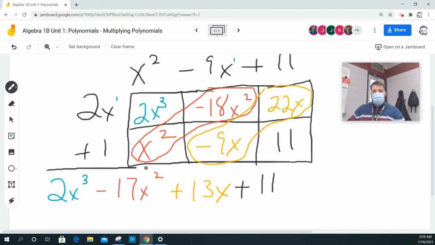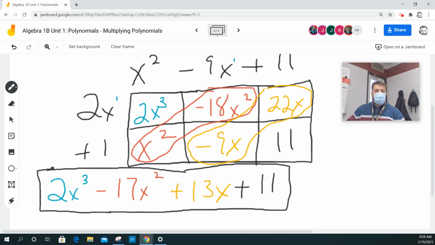So this is the product of those two factors: 2x cubed minus 17x squared plus 13x plus 11. Any questions?